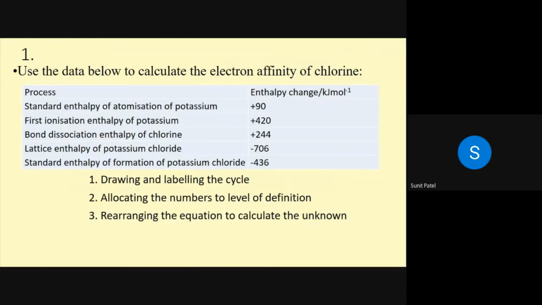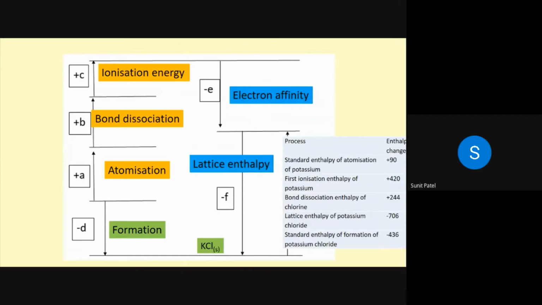So let's draw the Born Haber cycle first. Here we go. This is the Born Haber cycle. Remember, it has the same format, more or less. Maybe a couple of arrows here and there are added in, depending on what information they've given us. But the information we've got here is all that we need. Now let's have a look at the question.